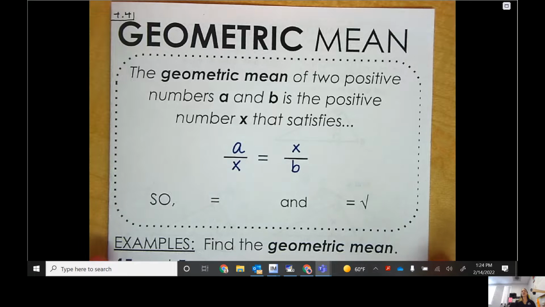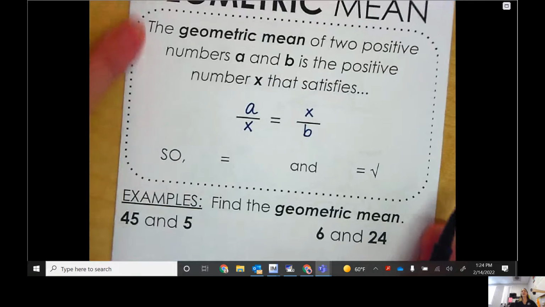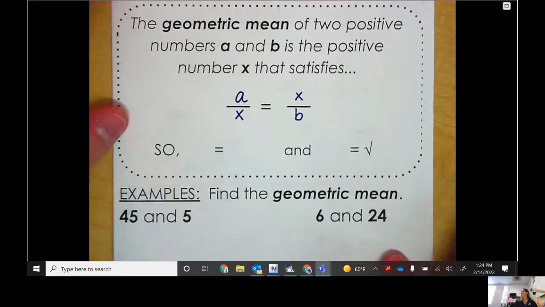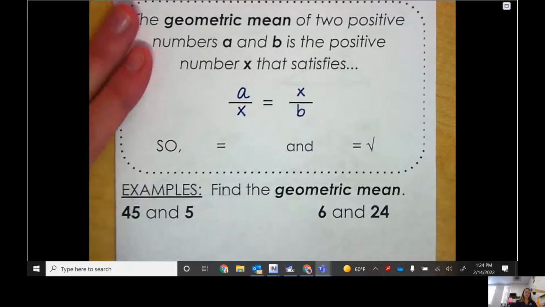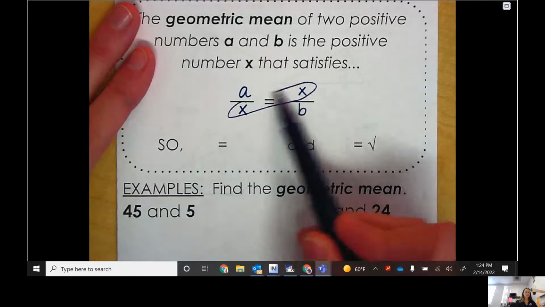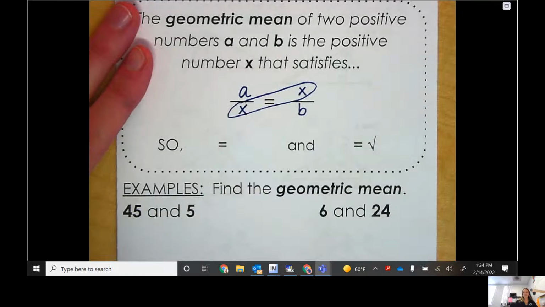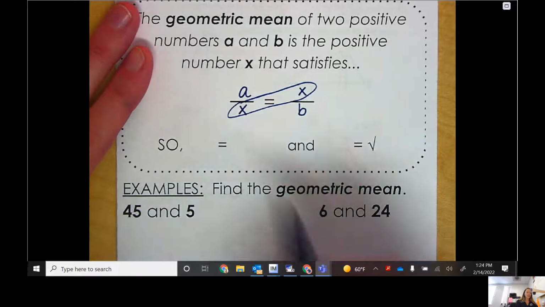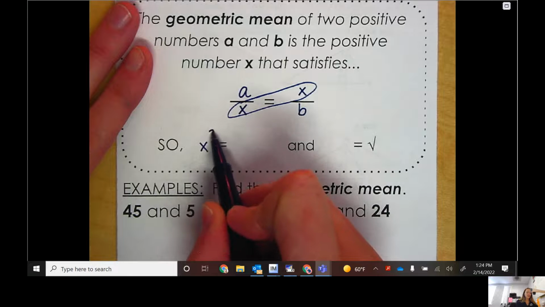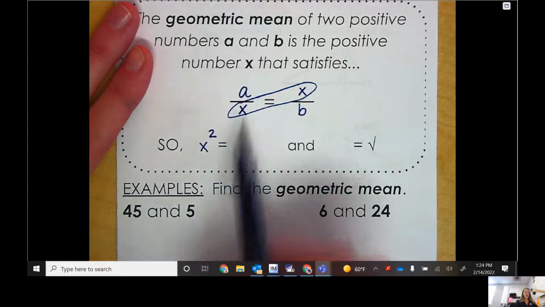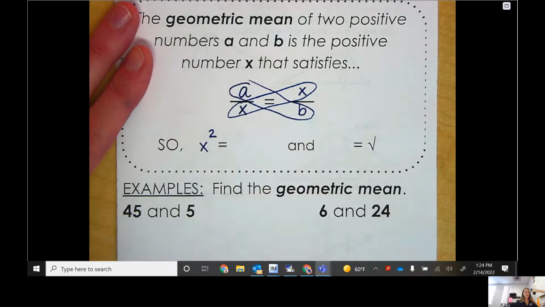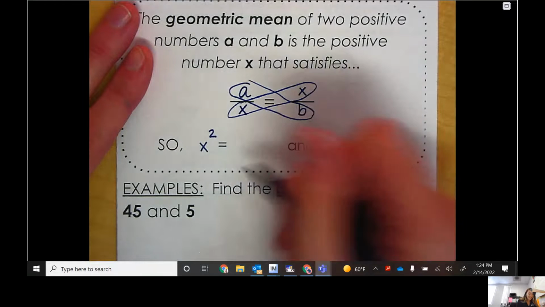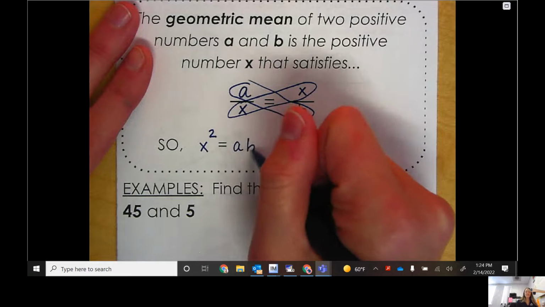So if this was just a regular proportion, how would I solve this proportion? What would I have to do? Yeah, I'd have to cross multiply. Now, what is X times X? X squared. X times X is X squared. What's A times B? It's AB, yeah. Or you can put A times B. Yep, exactly what it is.